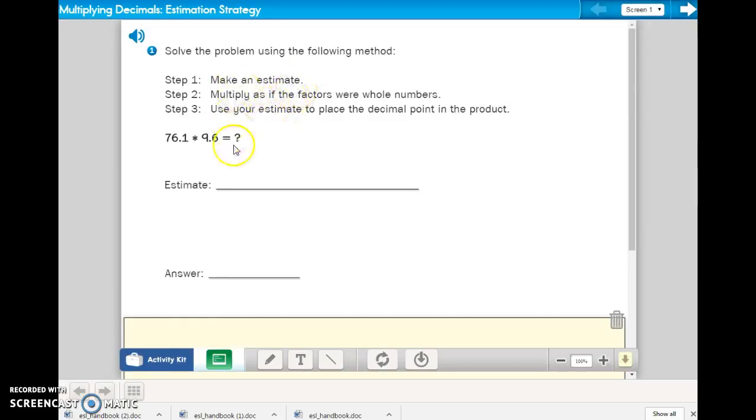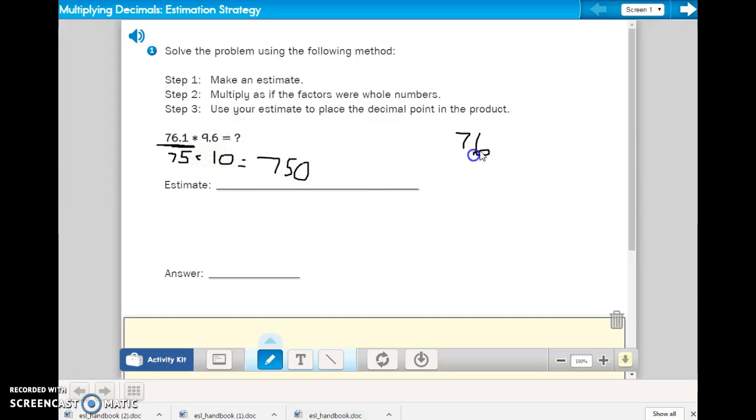Okay, so here's what you're going to do. The first step is to make an estimate. So what would you think your estimation could be here? So I was looking at this. You could say it's close to 75. This is close to 10. So your estimation would be 750, where you would think that answer is going to end up. So now you have to work through and get that answer.